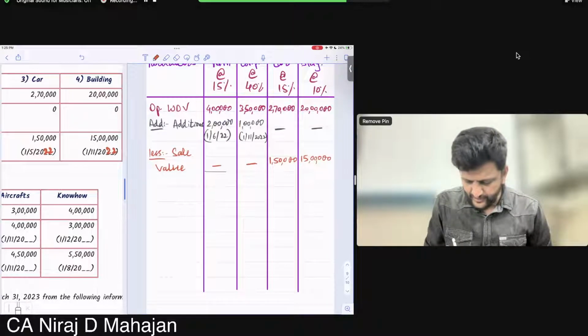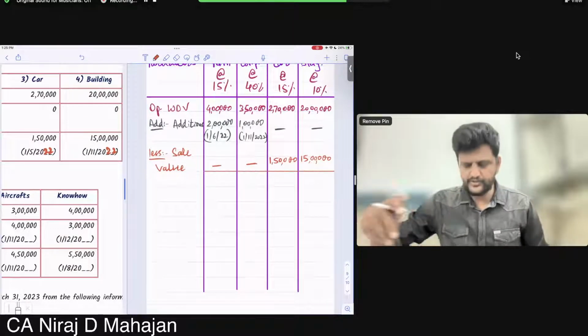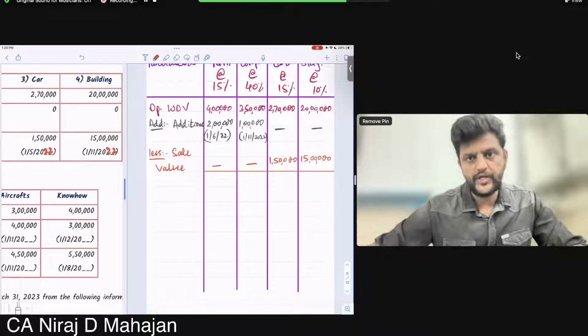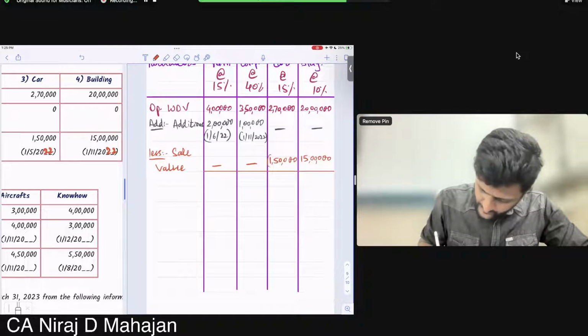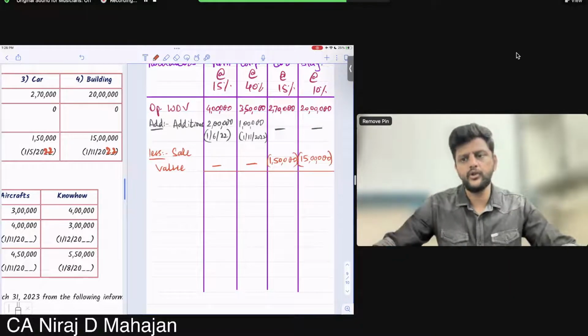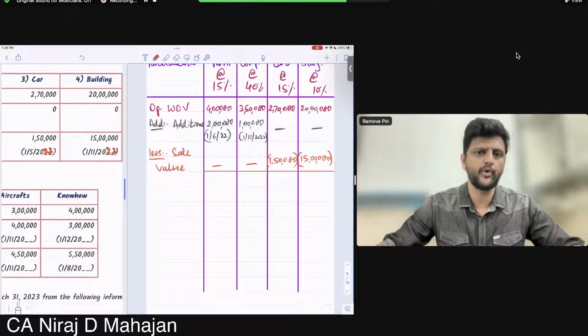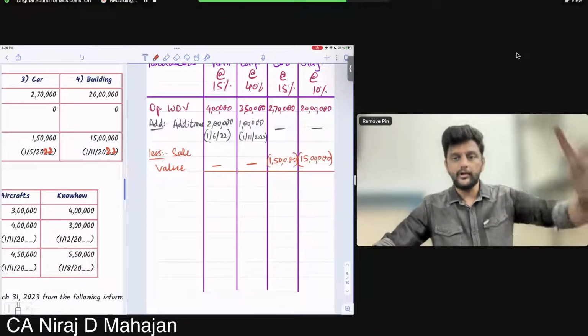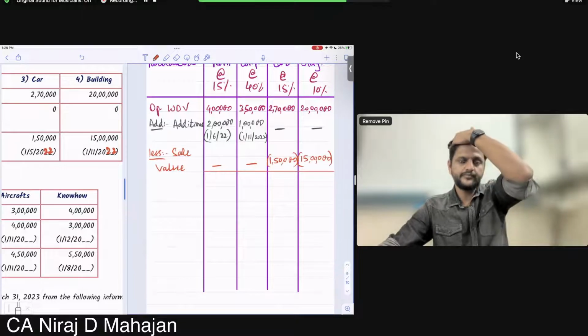Now why is the date of sale irrelevant? Because we assume that, understand what I'm telling you? We assume that the sale is done normally or generally first from the opening balance. The sale is also done from what? Opening balance. Opening balance means what? Opening WDV. Okay?